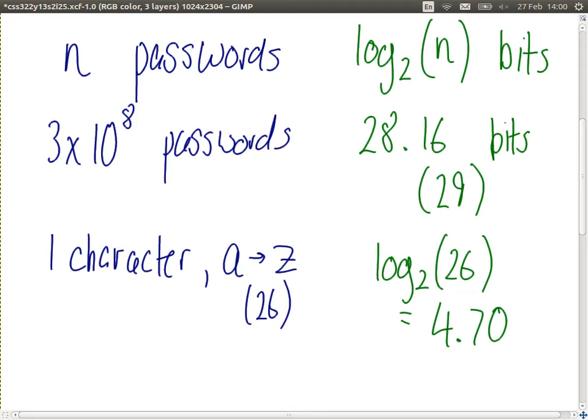Okay, let's try another one. One character and a number.